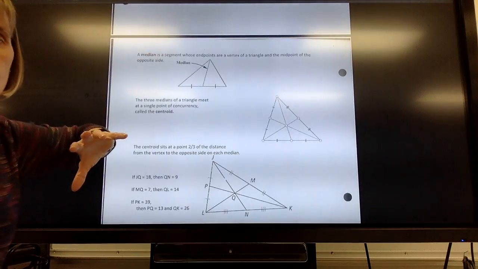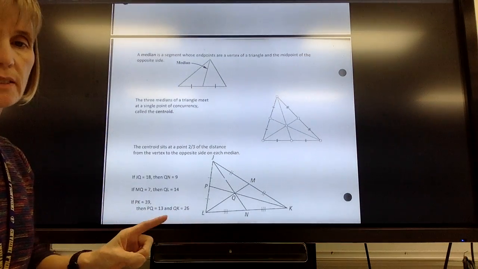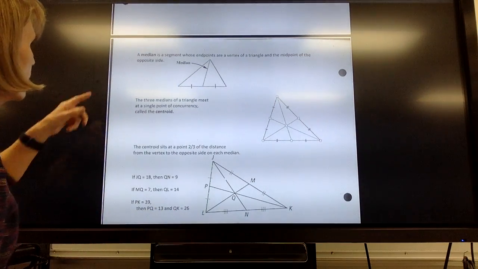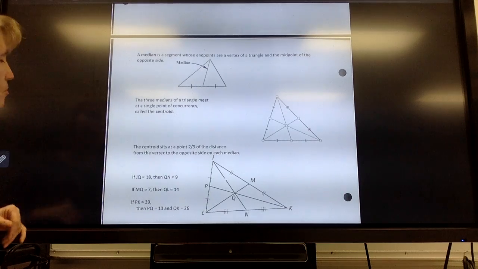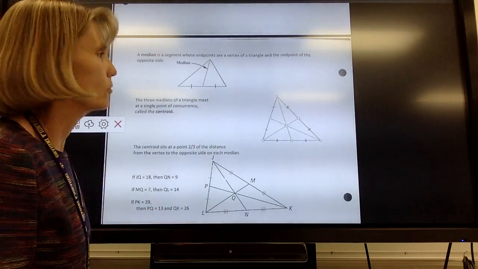Okay, so that's an altitude. An altitude comes down, it's perpendicular to the opposite side, but it does not cut the side in half. Okay, and then we have a median. You might think of a median as you're driving down the road. The median is in the middle of the road, correct?